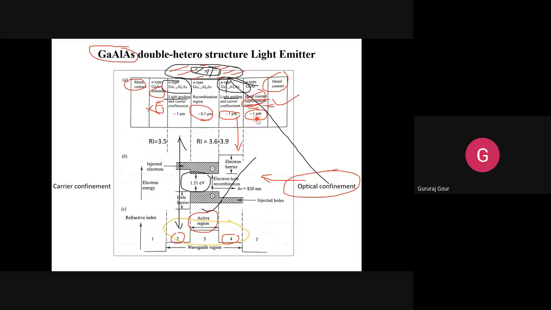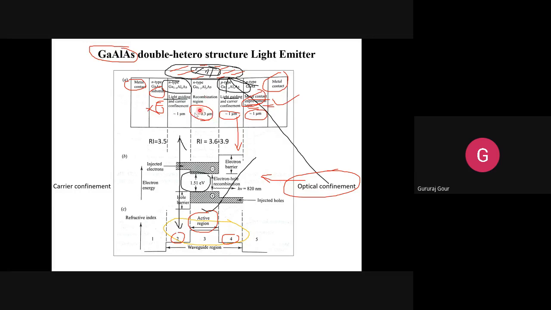That is 1 micrometer. So this is how the carrier and optical confinement work. These two are known as light guiding layers because they have characteristics similar to the cladding of the optical fiber, where they are going to be connected with the optical fiber to couple the light from the LED to the optical fiber. That's why they are acting like a light guide, because of the light which will be emitted.